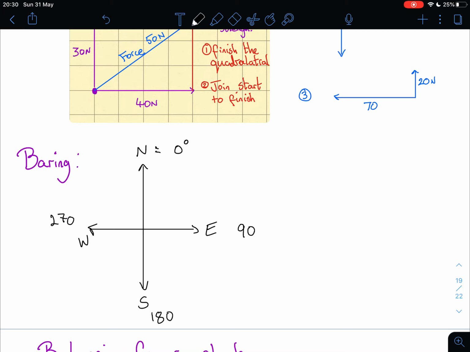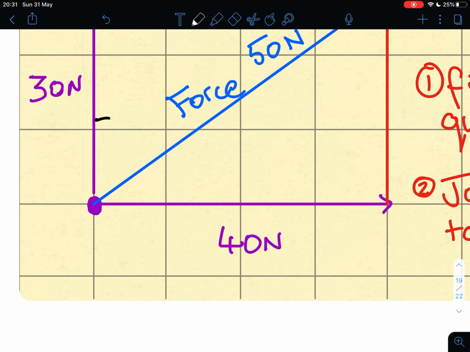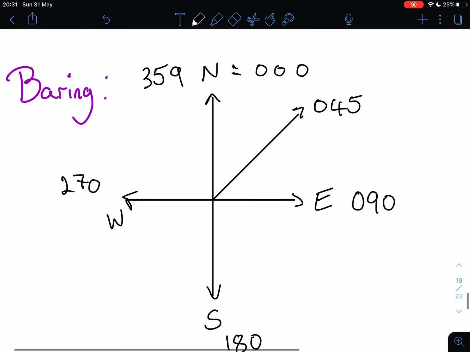However, the way we write it is like this: 0, 0, 0. Because once we go all the way round, we've got to 3, 5, 9. So 90 would be written 0, 90. 45 degrees would be written 0, 4, 5. So if I was to take my example again, what I want to do is measure this angle here and say it was 50 degrees. I'd write 0, 5, 0 degrees, like so. So that's bearings, pretty easy.